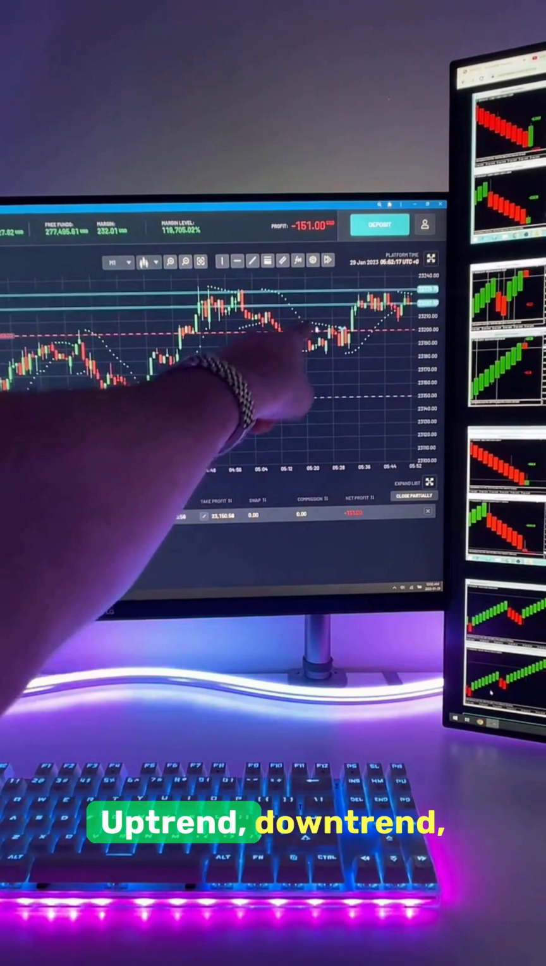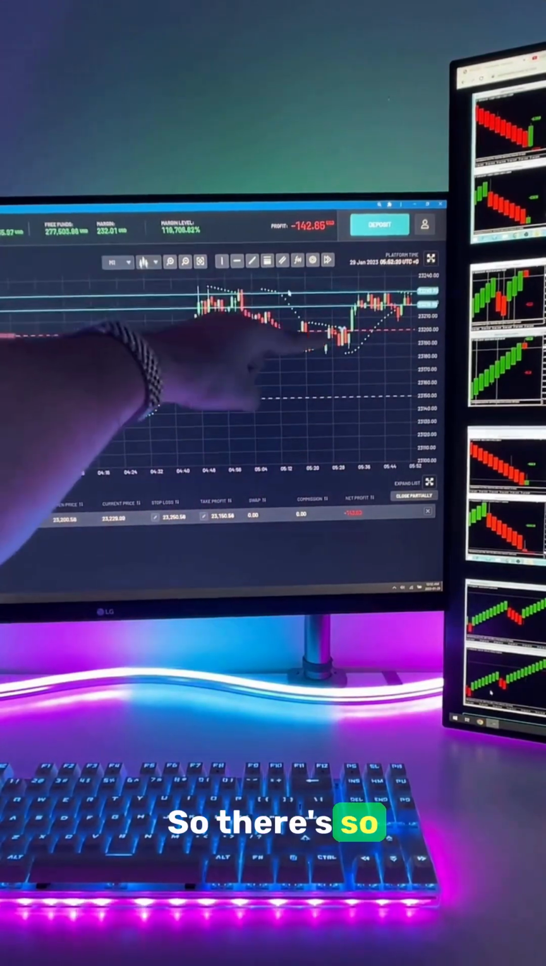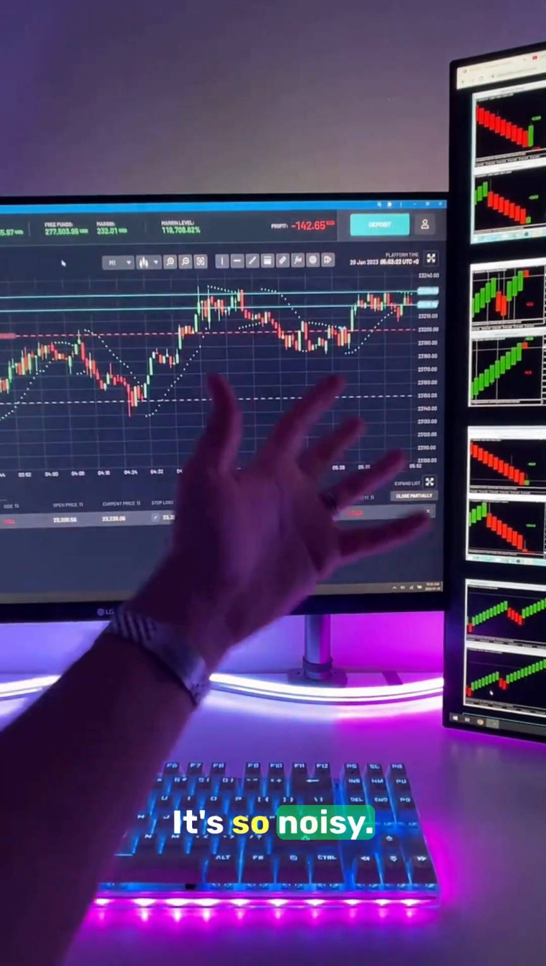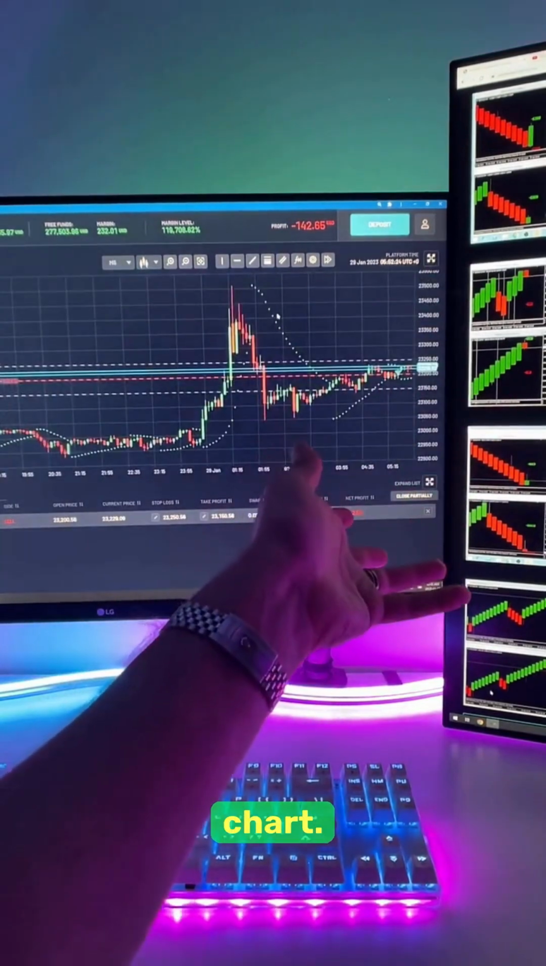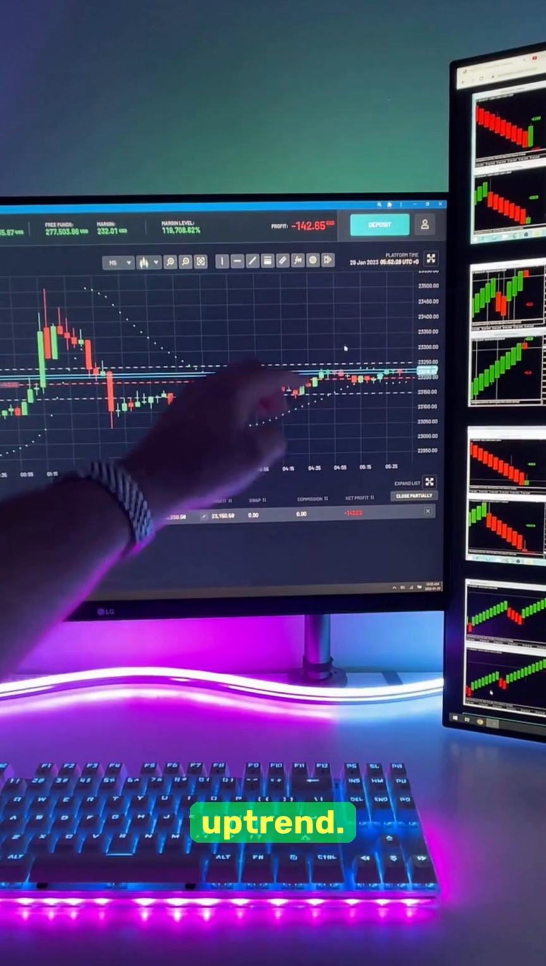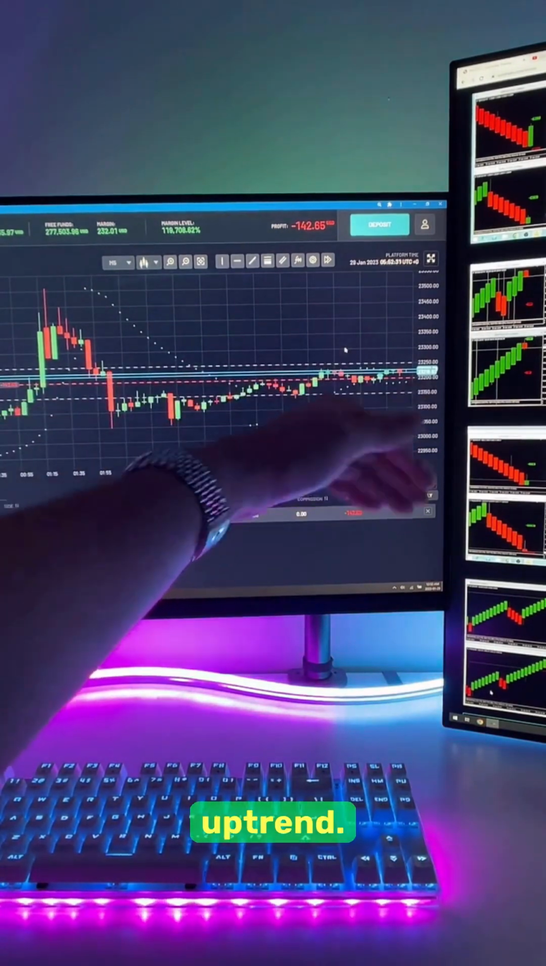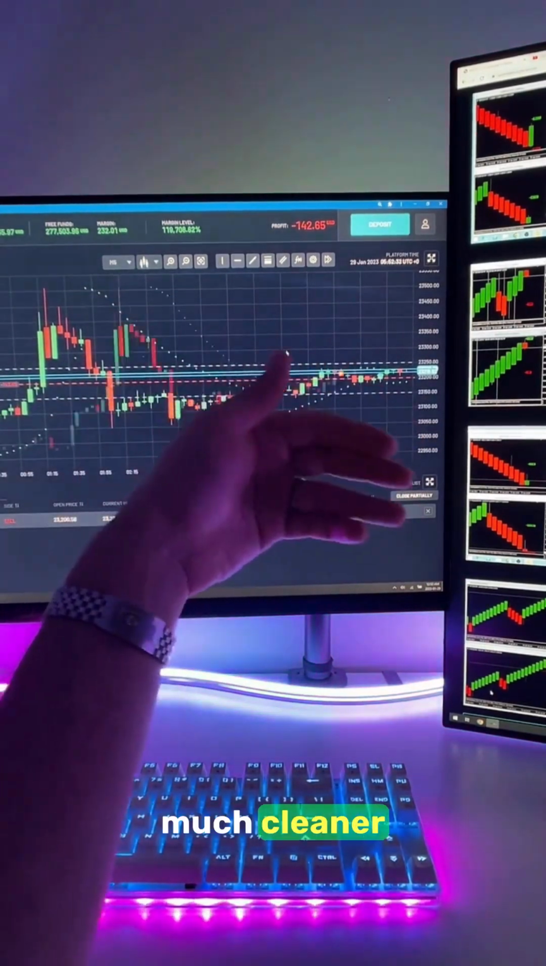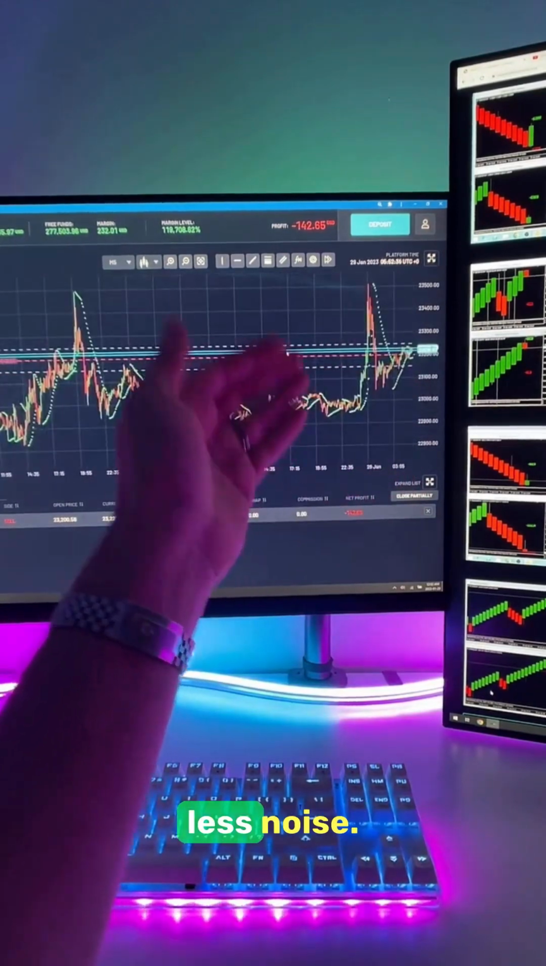We're in a downtrend, uptrend, downtrend, uptrend. So there's so many reversals here. It's so noisy. But if I go to the 5 minute chart, it's so much cleaner. Okay, so this is a downtrend, this is an uptrend, this is a downtrend, this is an uptrend. So it's a much cleaner look because there's less noise.